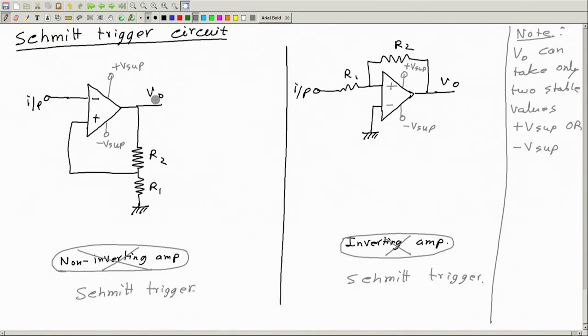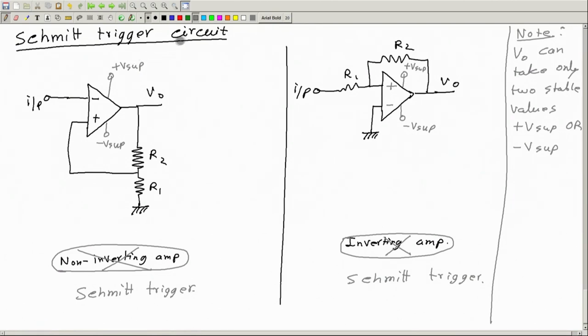But let me also tell you very quickly, let me give you some intuition here. Consider this circuit. Let us take it for granted that output can take only these two values, positive V supply or minus V supply. Let us take it for granted at this moment. I will justify later.